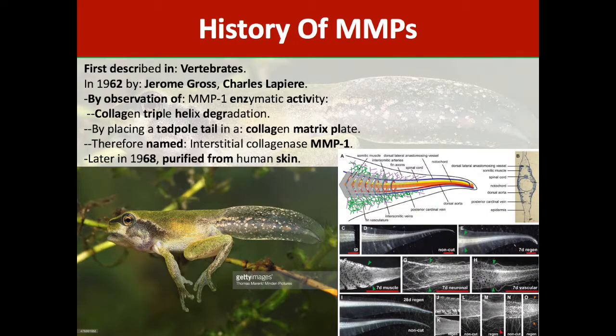They were first described in vertebrates in 1962 by Jerome Gross and Charles Lapierre, by observation of MMP1's enzymatic activity, the collagen triple helix degradation, by placing a tadpole tail in a collagen matrix plate. Therefore, it was named interstitial collagenase MMP1. Later on in 1968, it was purified from human skin.